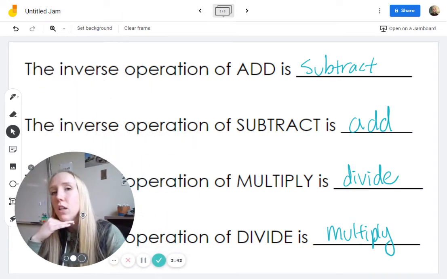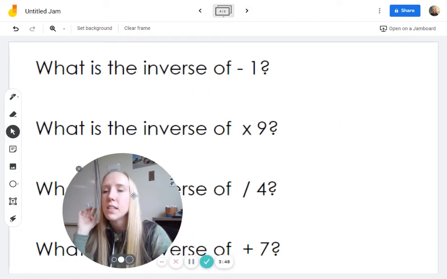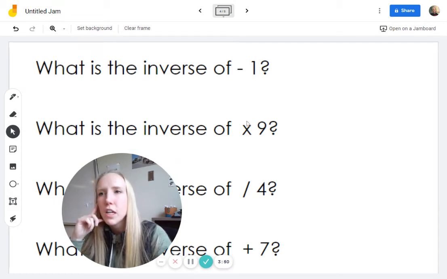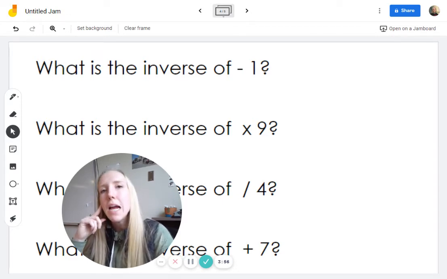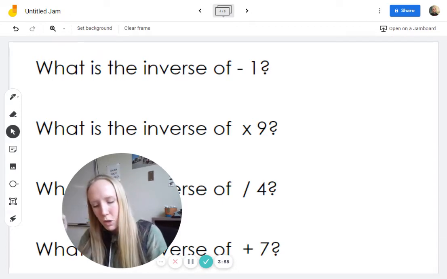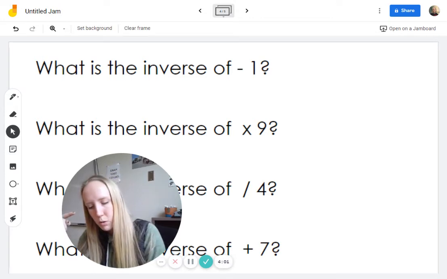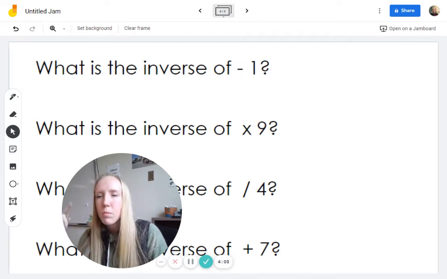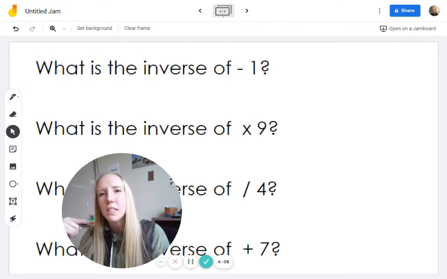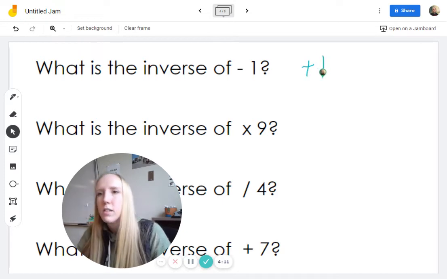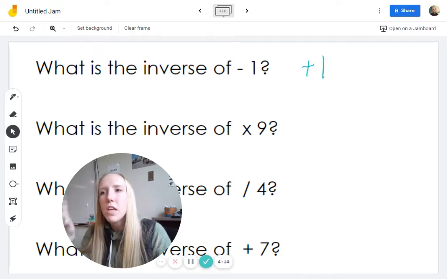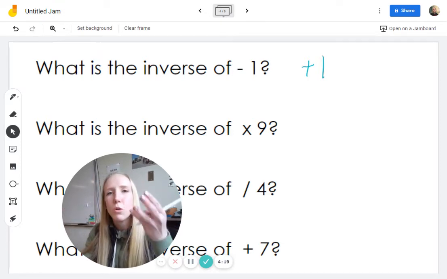What this might look like if you have numbers involved is, okay, what is the inverse of -1? This is a subtraction. This right here tells me that we're subtracting 1. But I want the inverse of that. So the opposite of subtracting 1 is adding 1. Now, the opposite of adding 1 is subtracting 1. So again, those are pairs.